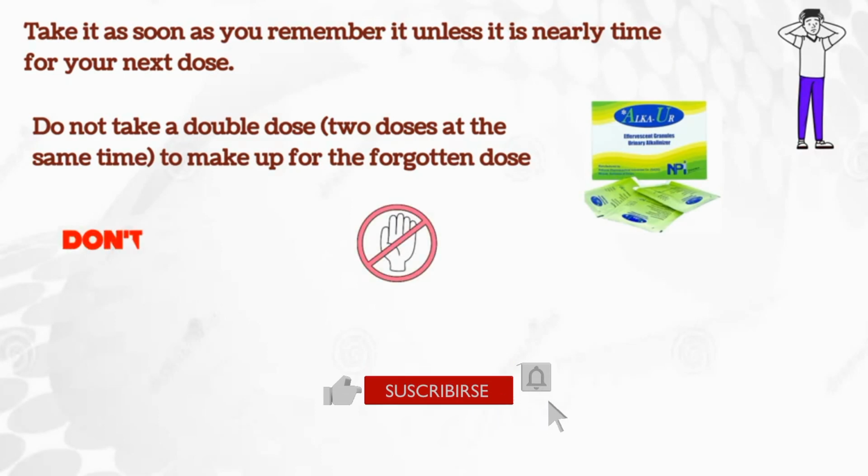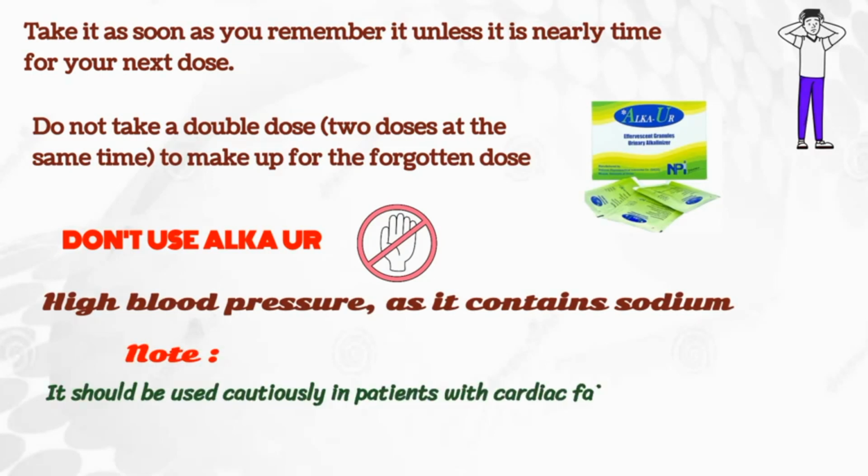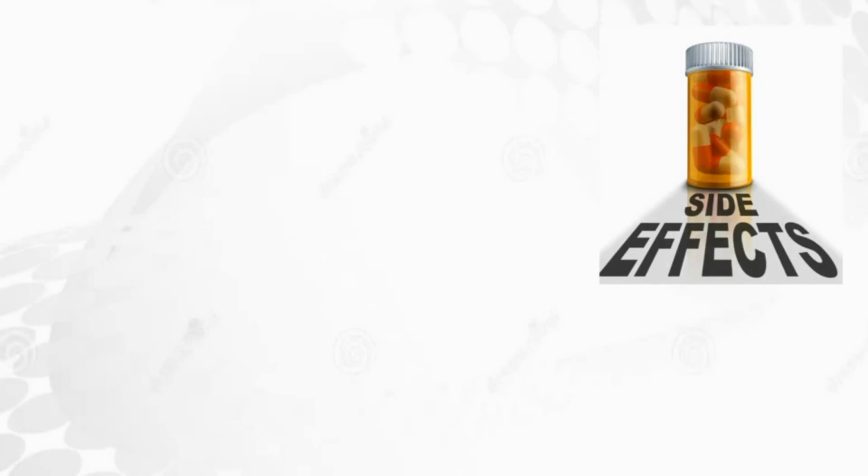Do not use Alka U R if you have high blood pressure, as it contains sodium. Also note it should be used cautiously in patients with cardiac failure and impaired renal function. Some of the side effects which you may experience are headache, upset stomach, muscle pain.